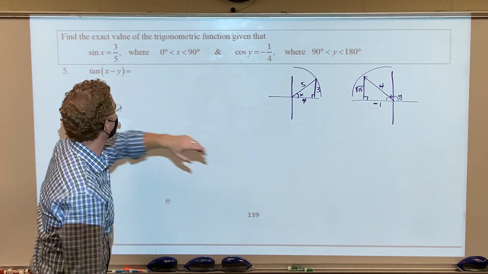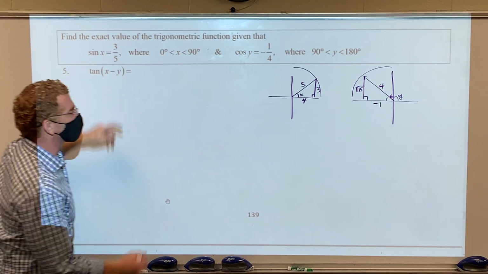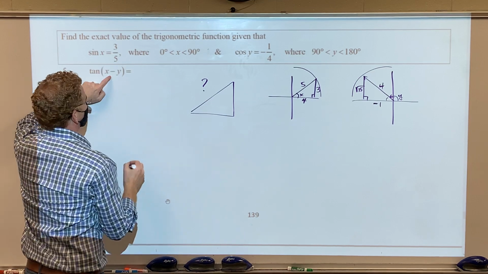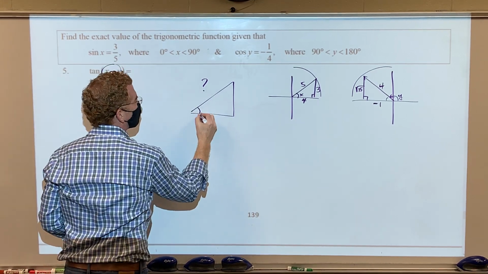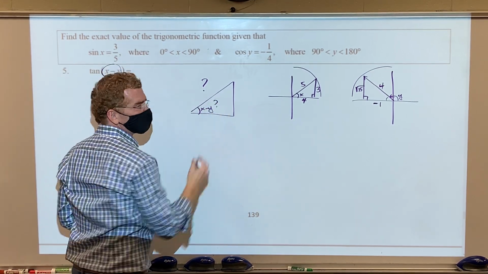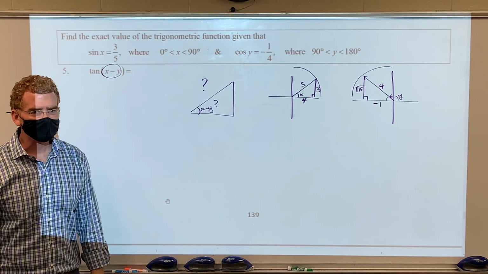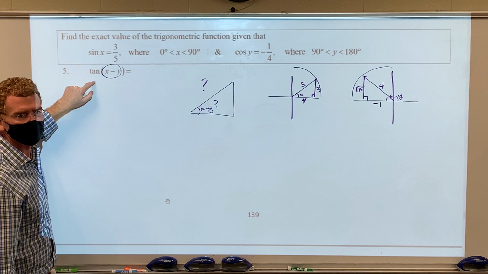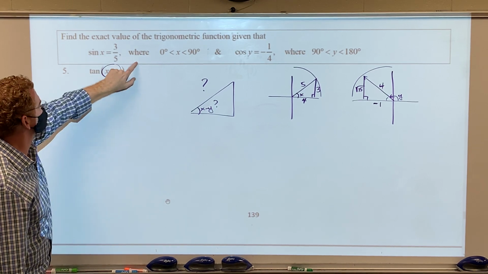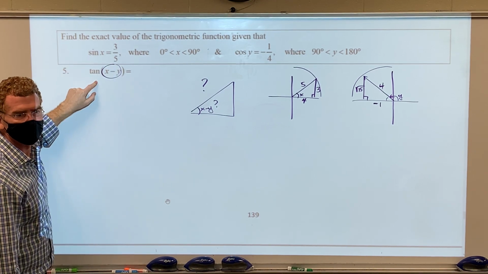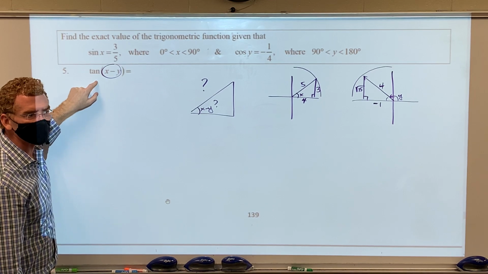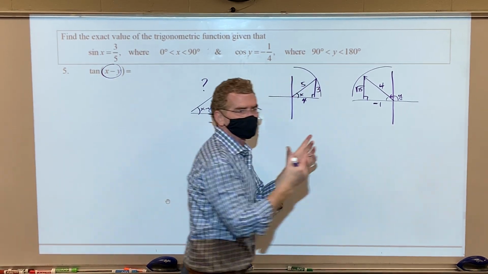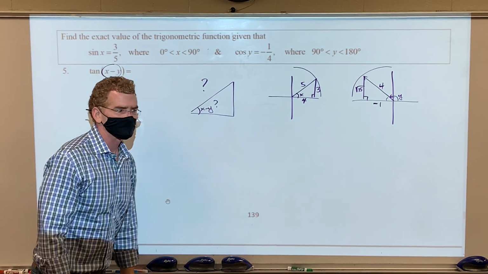So now that I have this, tell me this. Do you know anything about the triangle whose angle is x minus y? You know anything about that triangle? You don't. Well, then let's get rid of this. How can I replace tangent of x minus y? How can I get rid of that so that it only has angle x and angle y in it as opposed to angle x minus y in it?